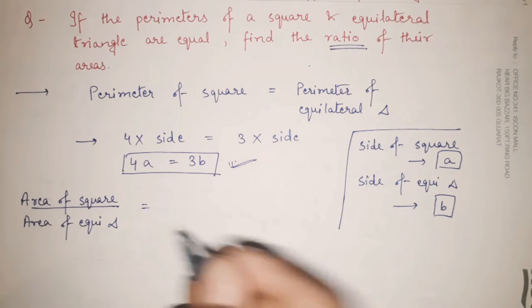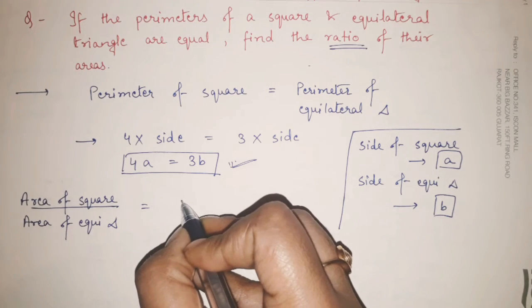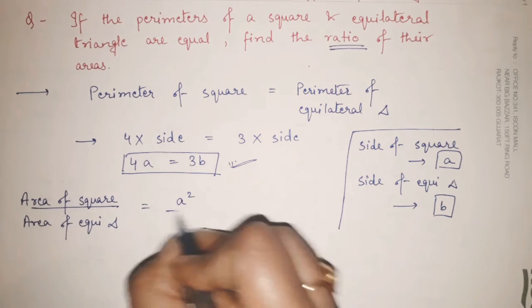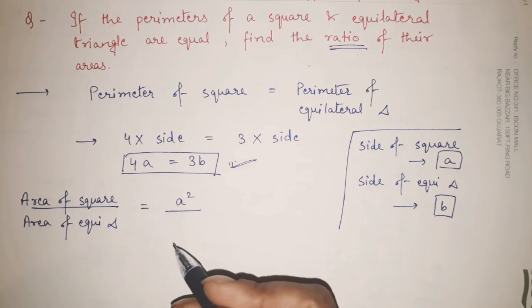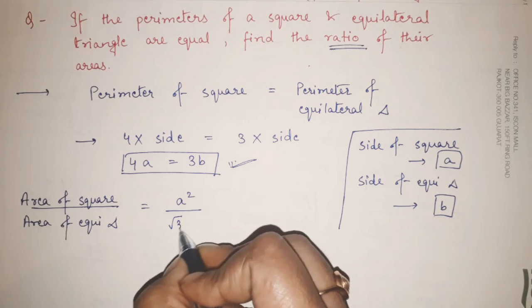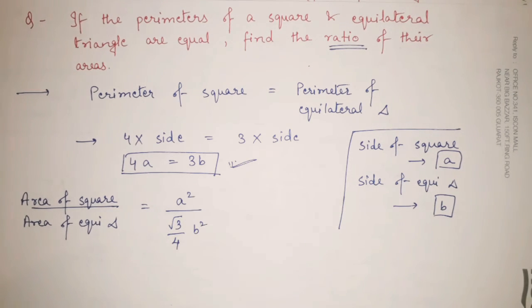Now again, let's write the formulas. What is the area of square's formula? It is equal to side square. So our side of square is A, so it will be A square. And what will be the area of equilateral triangle? It is equal to root 3 by 4 side square. So root 3 by 4 and its side is B. So B square. This we know.